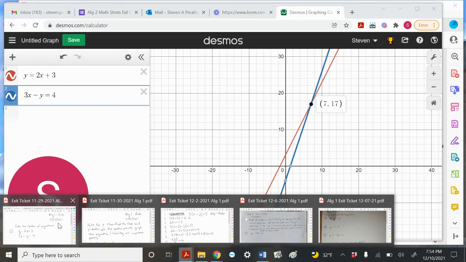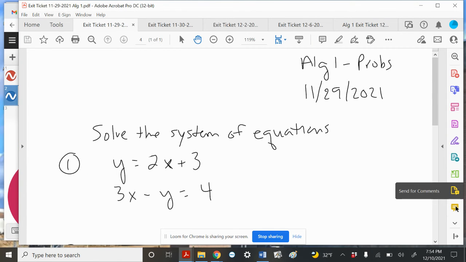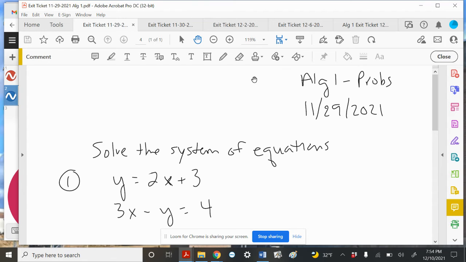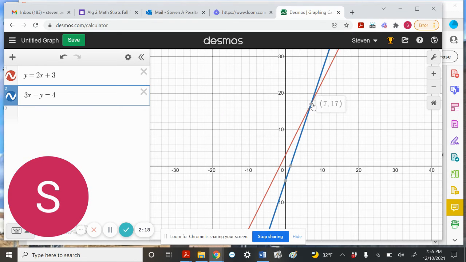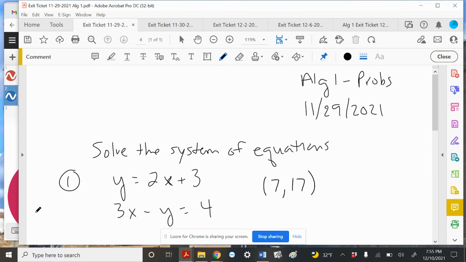If I come back over here to my worksheet, or of course you'll be on Google Forms when you're doing this, you can go ahead and put in that value. So what does that mean? That means that x is equal to 7 and y is equal to 17. So 7 and 17. Remember that x always comes first, y always comes second. I'm going to label that on here so that you remember that x always comes first, y always comes second. And if you're putting it down as a point, as a solution, make sure you put it in parentheses.